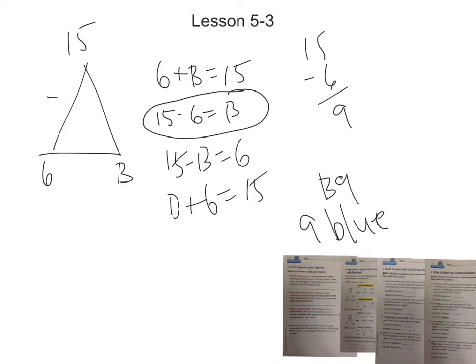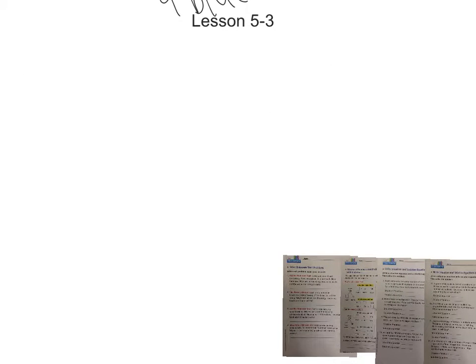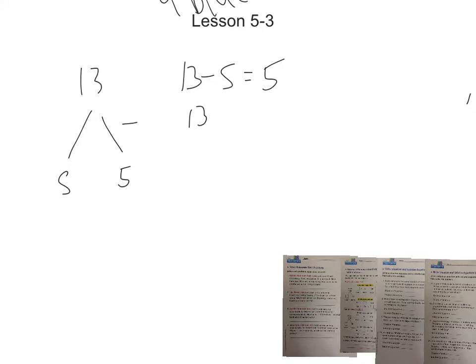Another one. Faith had 13 stuffed animals. She gave some of them to her sister. Now Faith has 5 stuffed animals. How many did she give away? So she had 13. She gave some to her sister and is left with 5. So 13 minus S for some, or it's a variable, whatever we want to call it, equals 5. Okay, we also know, based on our Math Mountain, we can do 13 minus 5 equals S.